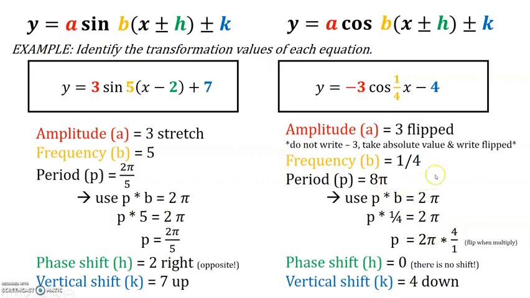If you notice, there's no parentheses here, so that means that I don't have a phase shift. Okay, so that's kind of a key hint here. If you have the parentheses, the number inside that parentheses, that's your phase shift. Lastly, we have a -4, so that means we are moving down.